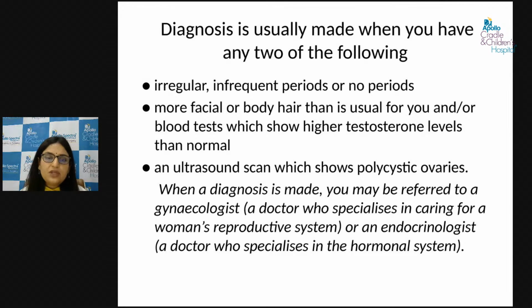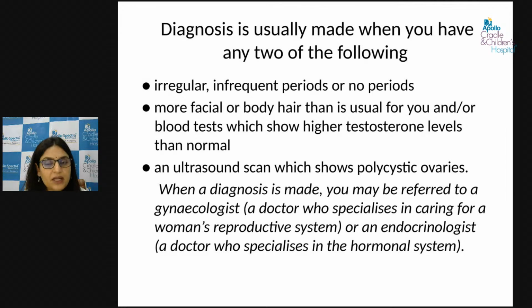Diagnosis is usually made when you have any two of the following. Menstrual irregularity can happen in any form: irregular periods, infrequent periods, or sometimes no periods at all. You may face more facial or body hair than usual for you, or blood tests may show higher testosterone levels than normal. And on ultrasound, we can see the typical features of polycystic ovarian disease in your ovaries. The ovaries can be larger than the normal size.